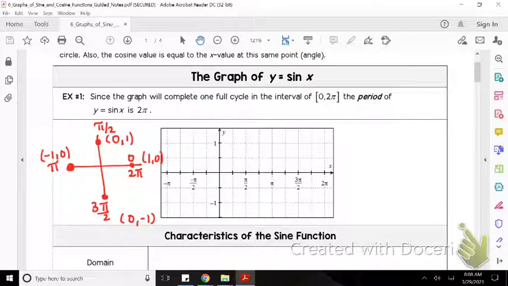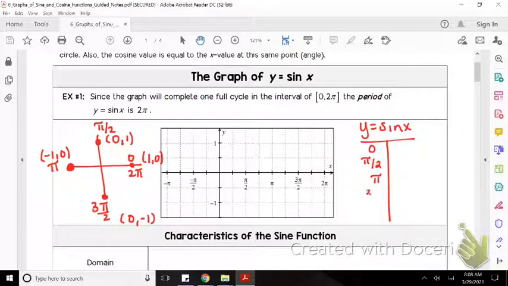All right, so when I go to make my table for y equals sine of x, I'm going to use those angles and those ordered pairs. My angles there are just 0, pi over 2, pi, 3 pi over 2, and 2 pi. Now it does tell me here in example 1, since the graph will complete one full cycle in the interval from 0 to 2 pi, the period of y equals sine of x is 2 pi. So it's going to take 2 pi for that graph to start repeating itself, and that's why I'm going to set up my table from 0 to 2 pi.